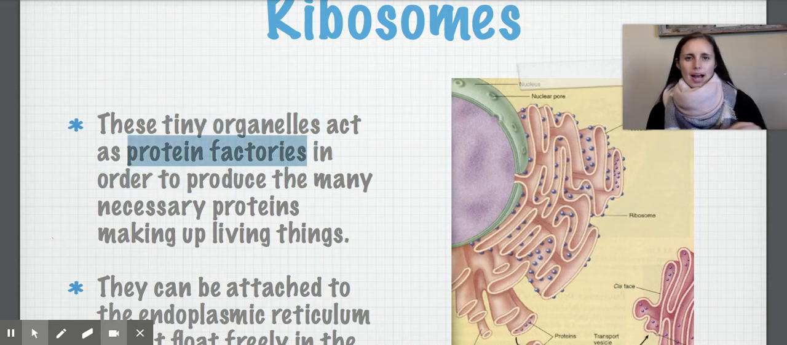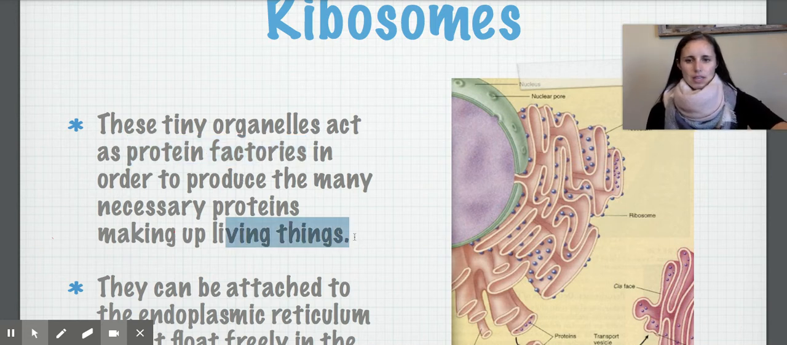So you are actually like one giant protein. Everything in you is made up of protein. So when people say it's really important that you eat protein, it's because protein actually makes up everything. It makes up your hair, it makes up your muscles, it makes up the organs in your lungs. So protein is very important. Ribosomes make these proteins. So they're protein factories, and those proteins are necessary for all living things.